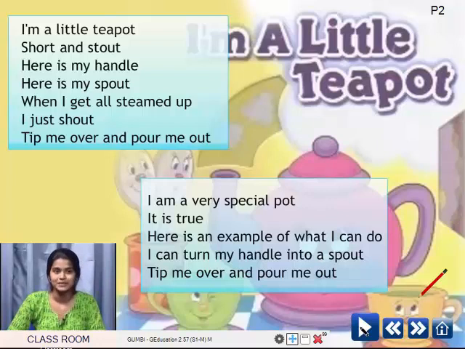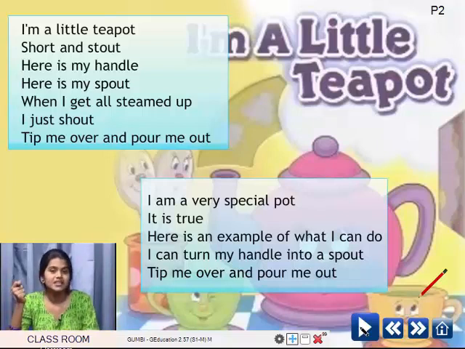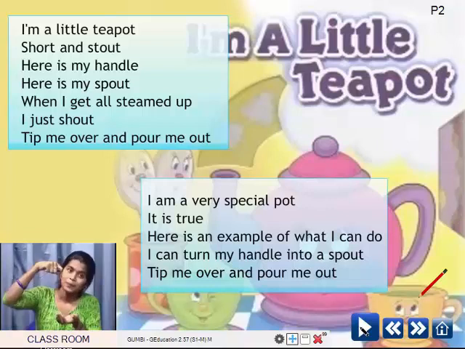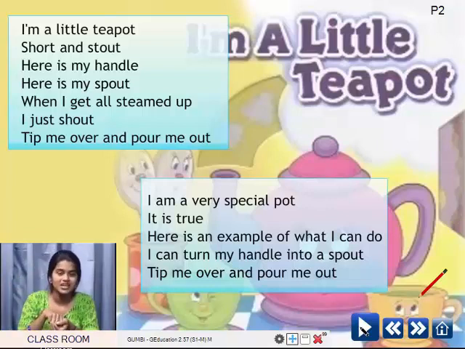I'm a little teapot, short and stout. Here is my handle. Here is my spout. When I get all steamed up, I just shout, tip me over and pour me out.